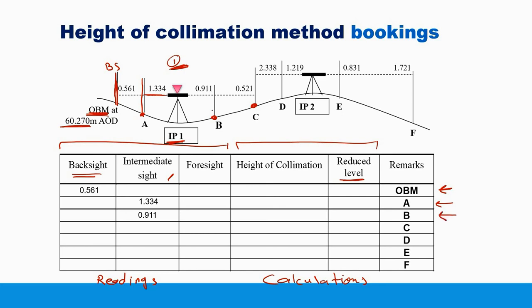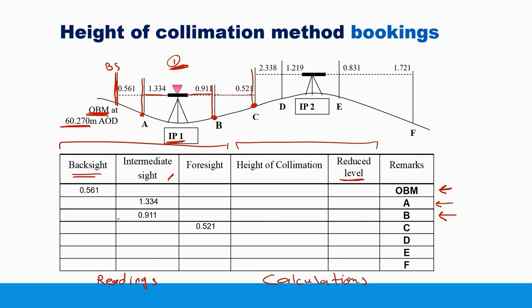The same for point B. I will locate the leveling staff here, and then turn the level towards B and then collect the reading, which is 0.911 in this case here. And finally I will locate the staff over C and then take the reading, and this is a foresight because it is the last reading from this station of the level.